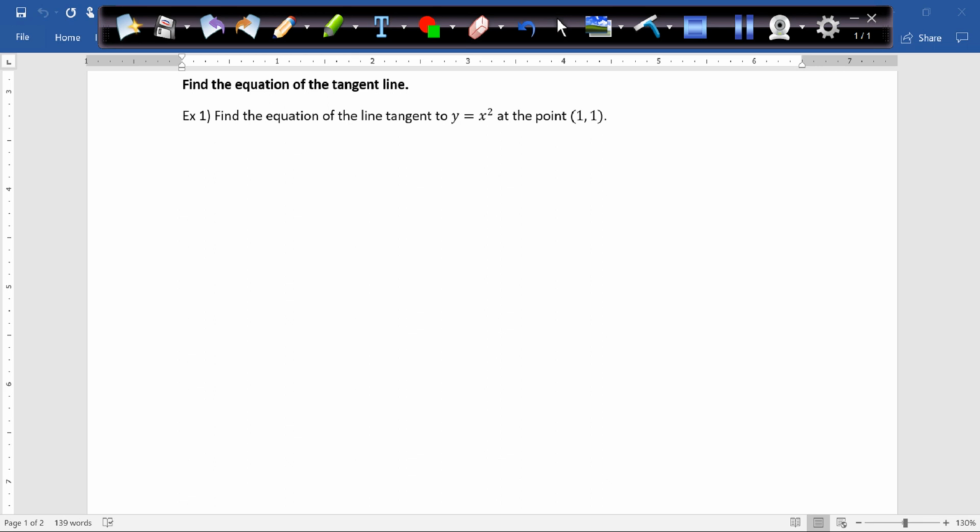So first off, what does the equation of a line look like? If I said, give me the equation of a line, what would you say? What does it look like? y equals mx plus b. Okay. And this is only one way that we can write a line. This is what we call slope-intercept form.